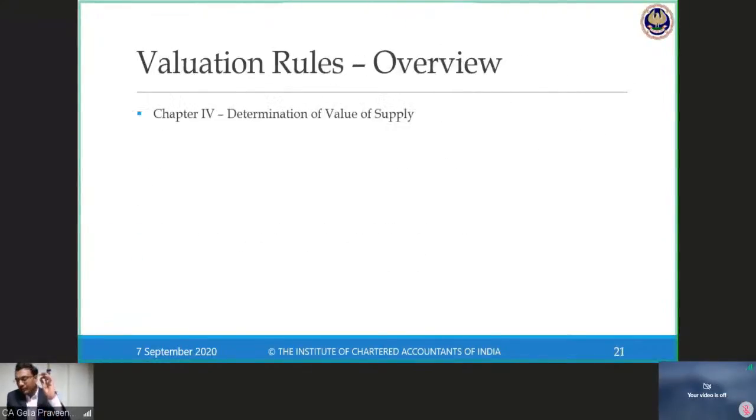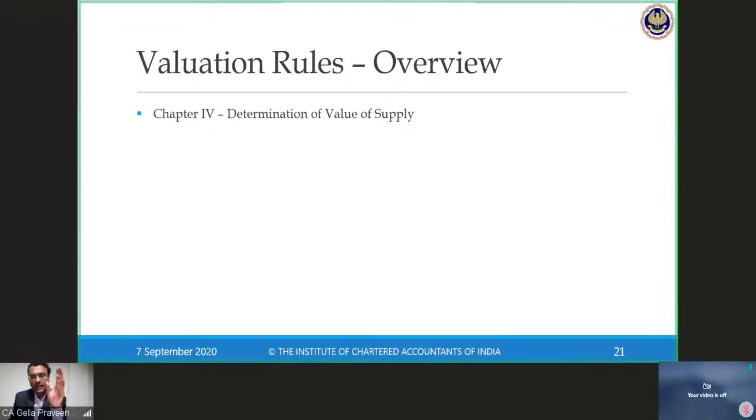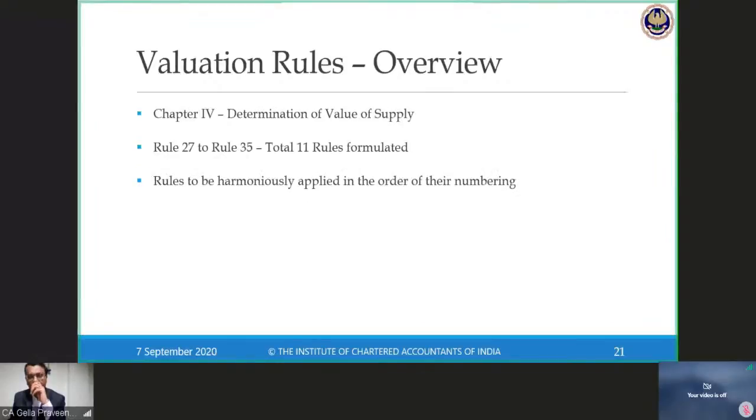Now, I'll move on to valuation rules. Till now, 15.1 talks about transaction value. 15.2 talks about what needs to be included. 15.3 talks about when a discount needs to be excluded. 15.4 says, look, when there is a failure of 15.1, then straight away go to your valuation rules. 15.5 says, look, the government has an authority. As per the directions of the government, you follow 15.5.